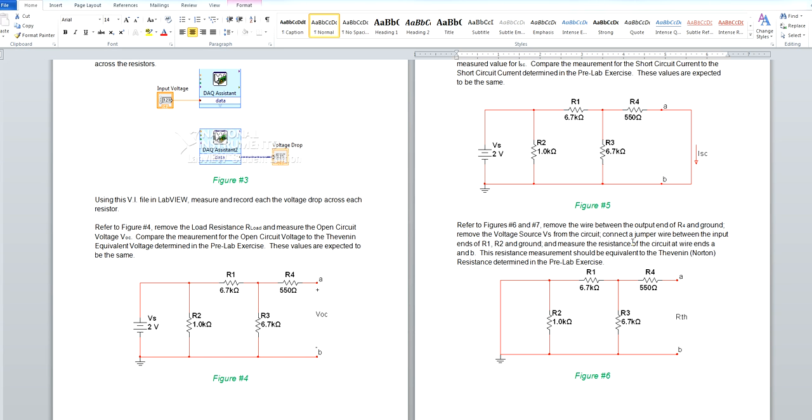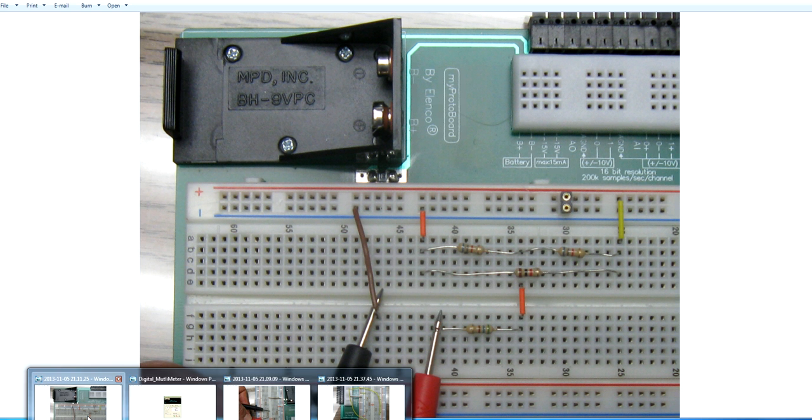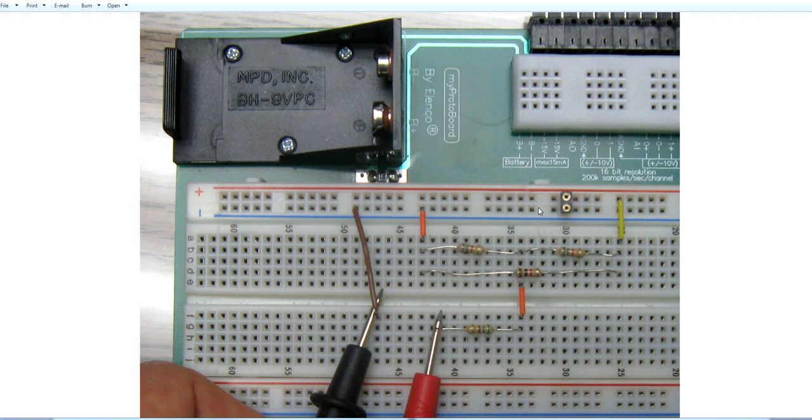Finally, we're going to determine the Thevenin resistance as measured for the circuit provided in figure 1. In order to do this, once again we're going to remove the load resistance and we're going to short circuit the supplied power. Notice where I put the cursor. This is where the power has been short-circuited.